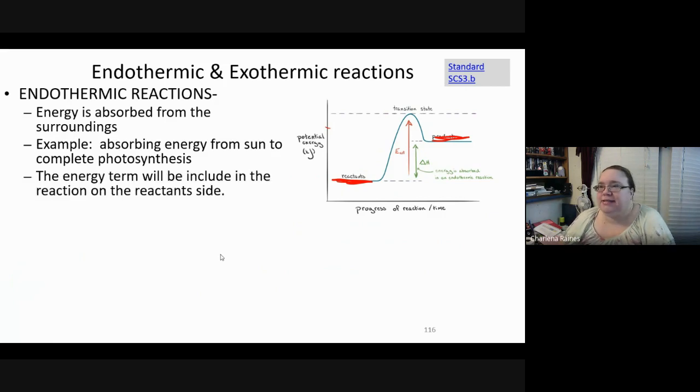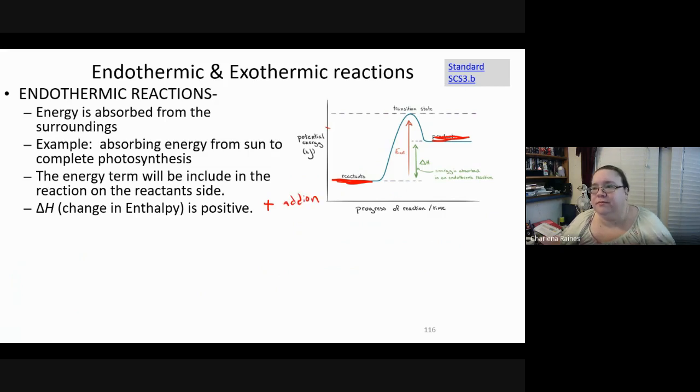Now, since energy is added in this process, it can be shown on the reactant side in the equation, and the delta H is positive. So if it's shown as a change in enthalpy, it is a positive value. That positive value indicates the addition of energy. And I can't spell ADDITION. There you go.